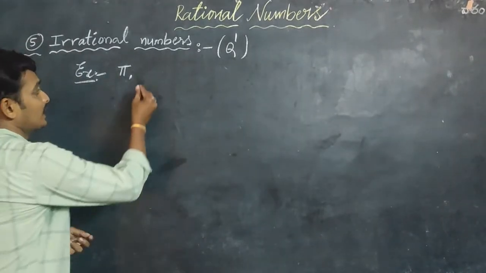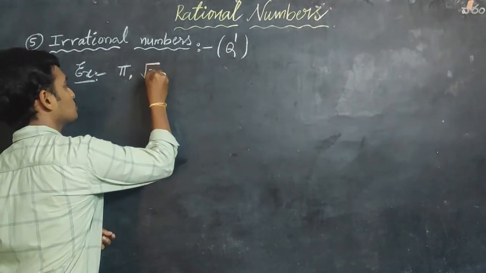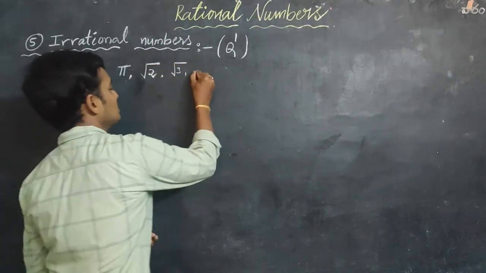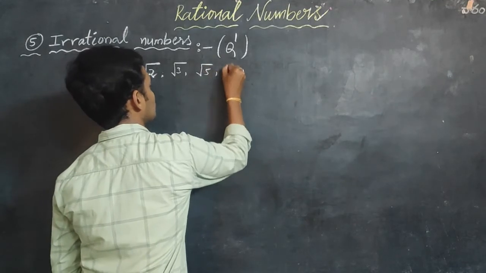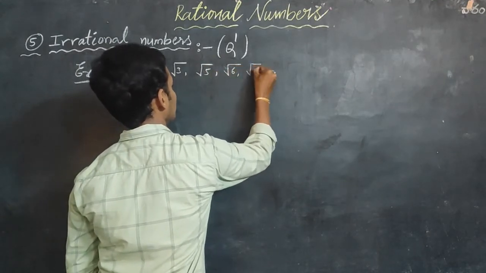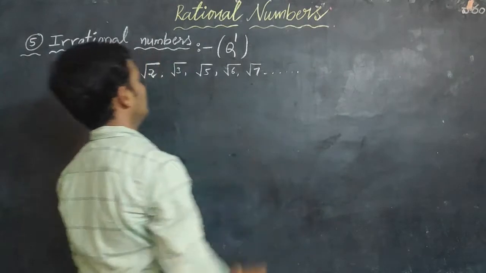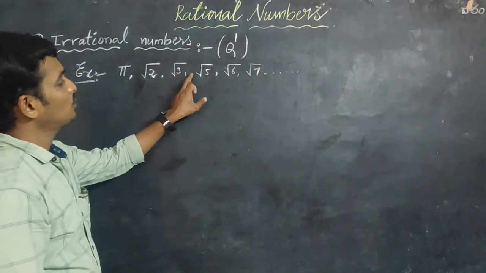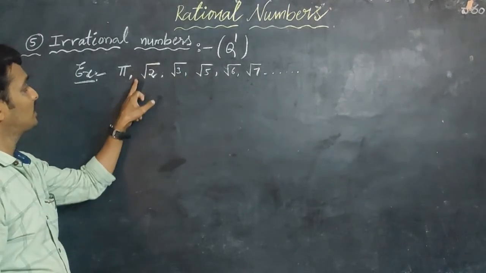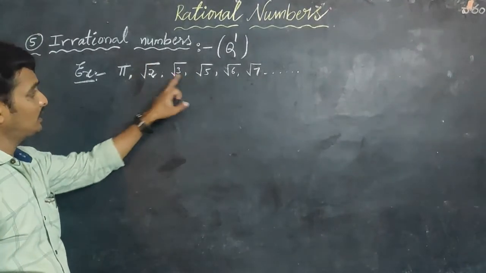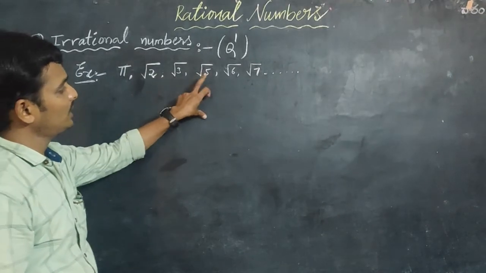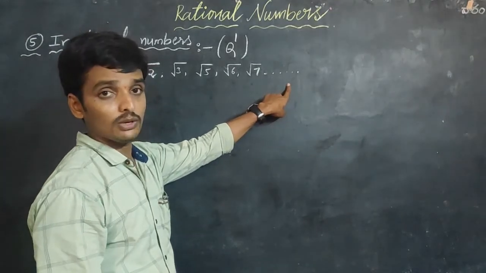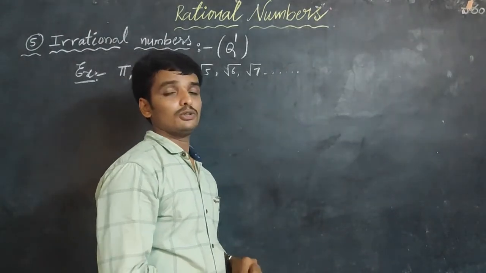And those are the values root 2, root 3, root 5, root 6, root 7, and so on, which are called irrational numbers. If you see, we did not write root 4. In the same way, we did not write root 1, root 4, root 9. We write root 2, 3, 5, 6, 7, 8, but not 9. Why?